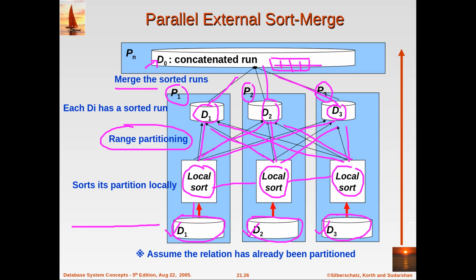Then the result is again subjected to range partitioning, and according to the range the data will be sent. A range partition vector will be created, and accordingly it will send the ranges to different disks on different processes. These individual results are merged in a common processor to get the final concatenated run, that is the final result of the entire sorting operation. So this is how we do parallel external sort merge.